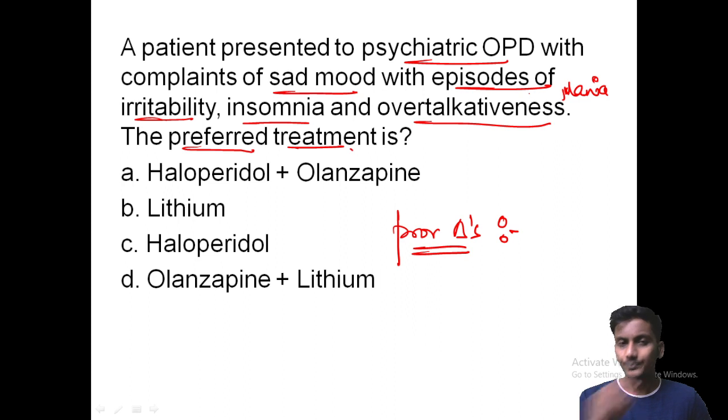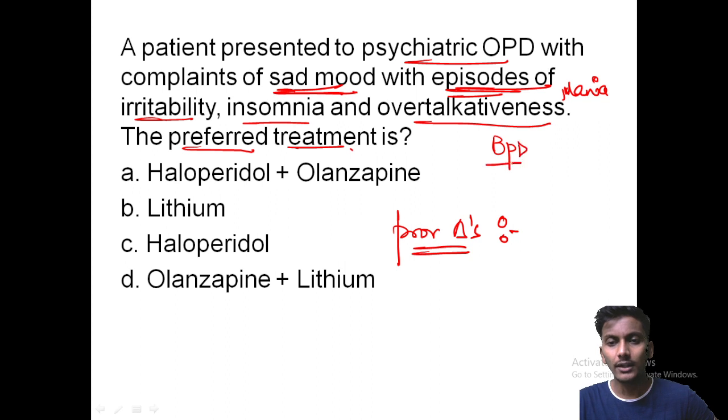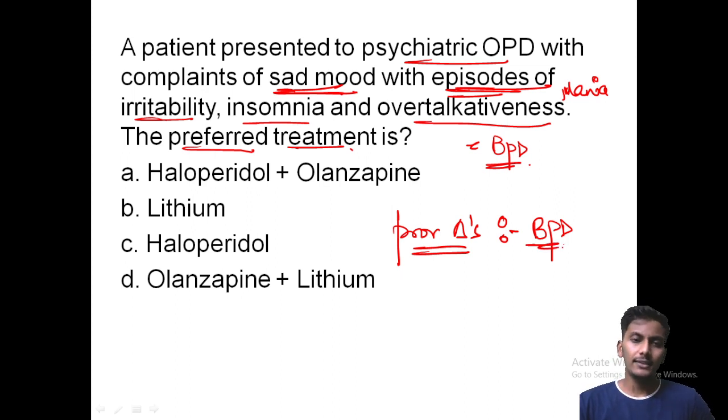But what we can see over here, please remember, the person is experiencing sad mood, but in between there are episodes of mania. So both of these disorders are seen, depression along with mania, and that is known as what? Bipolar disorder, type 1. So what is the provisional diagnosis? BPD. So now, for the preferred treatment in this case, have they asked about acute or maintenance? No, they haven't asked about anything. So in this case, better prefer acute cases.